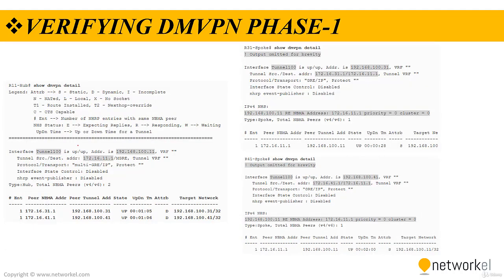We can also check show dmvpn detail, and this command provides the tunnel interface, tunnel role, tunnel state, and the tunnel peers with uptime. So it's giving some more detail. The interface is tunnel 100 and it's in up state. Here is the address for this one and some more detailed information as well.